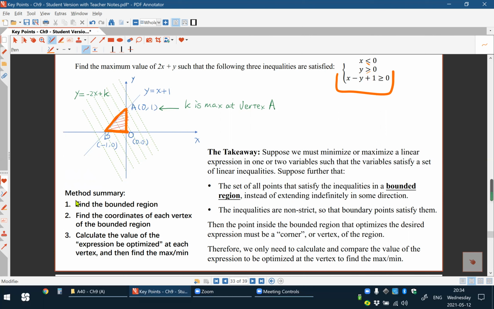Or let's make a summary about the method. First, you need to find the bounded region, which corresponds to the set of constraints. Second, you need to find the coordinates of each vertex of the bounded region, such as A, O, or B here. Last, calculate the value of the expression to be optimized at each vertex, and then find the max or min, right? Do you understand?